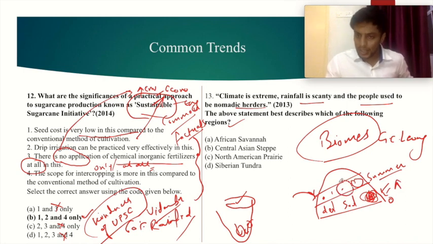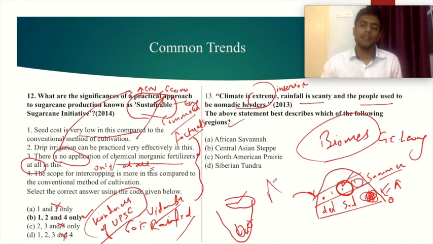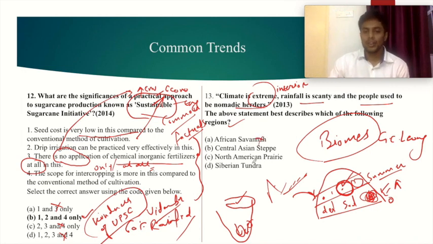So this is the region where there is scanty rainfall, and the climate is extreme. We all know where the climate is extreme. It is in the interior, because the moderating or normalizing effect of the sea is not there. So this satisfies my condition. Interior as well, rainfall is scanty as well. People used to be nomadic herders. Now for herding, there has to be two-three ways. Either there should be mountains with grassland, or there have to be ranches where they could graze their herds. Now African savanna, it is not. Siberian tundra, it is here, so again it is not.